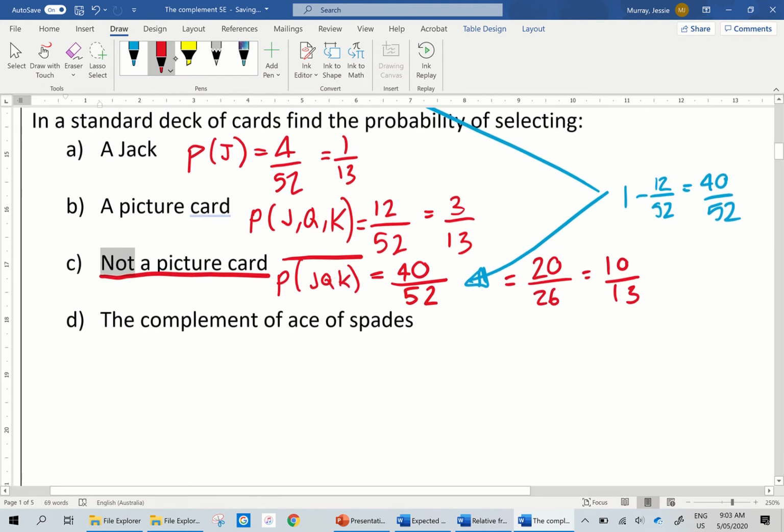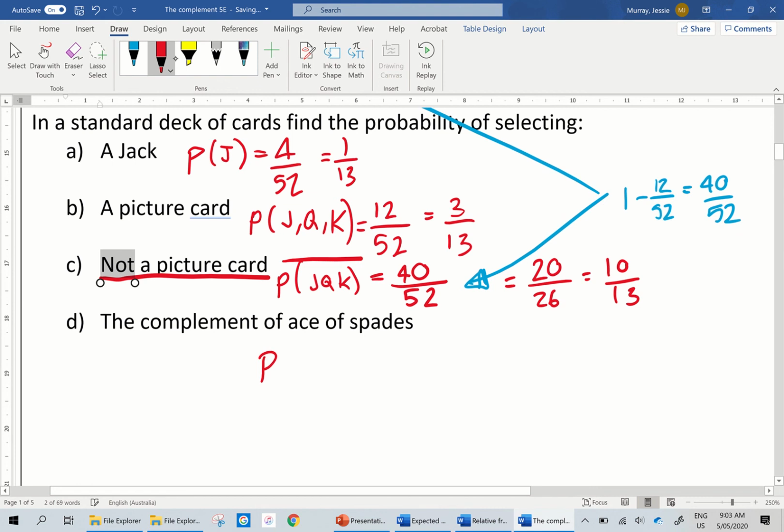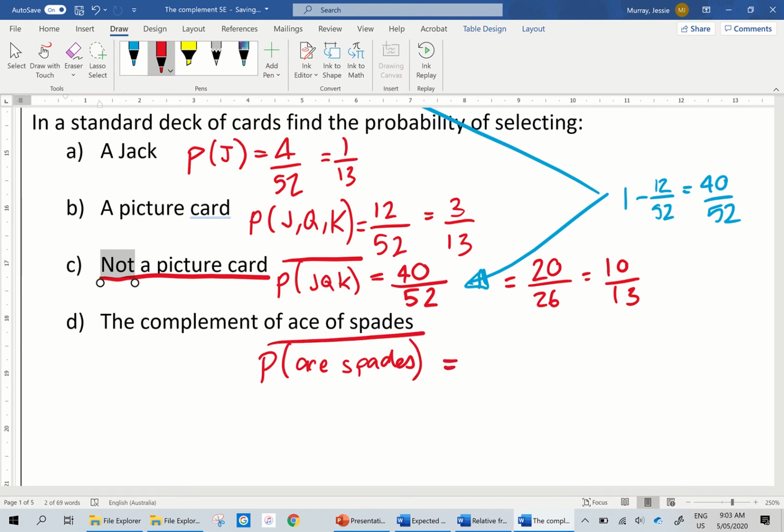Okay, D says the complement of the ace of spades. And that's how you write it with the bar above it. It's the probability of getting everything else, right? The ace of spades is just one card out of that 52. So it's just the rest of them, 51 out of 52. And again, if you want to think about that formula, we just did 1 minus the 1 out of the 52.